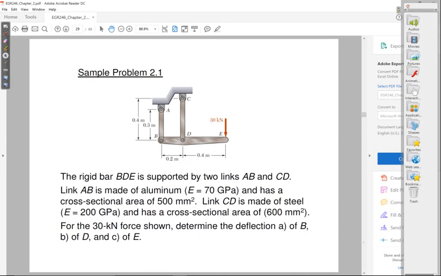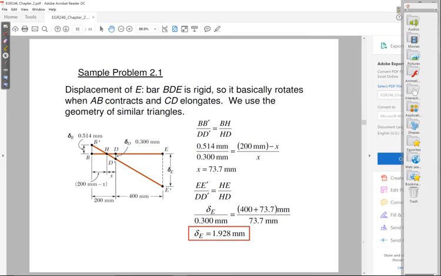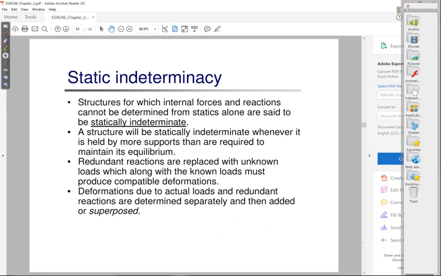I'm not going to talk too much about sample problem 2.1. Okay, you can look at it if you want. This type of problem is actually not very common. All right, so the next thing, static indeterminacy.